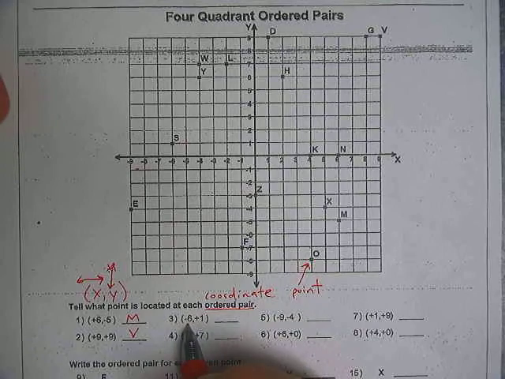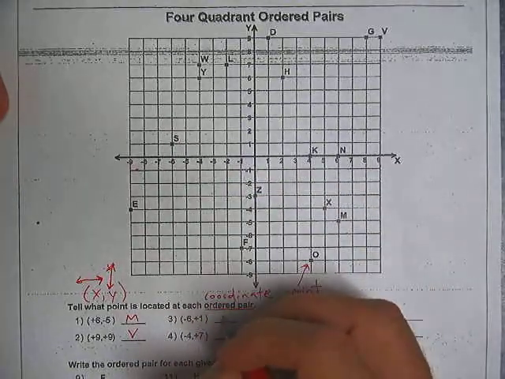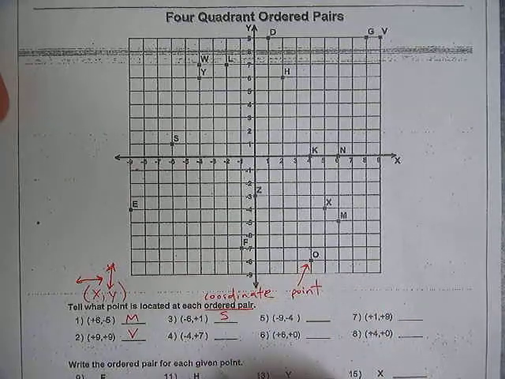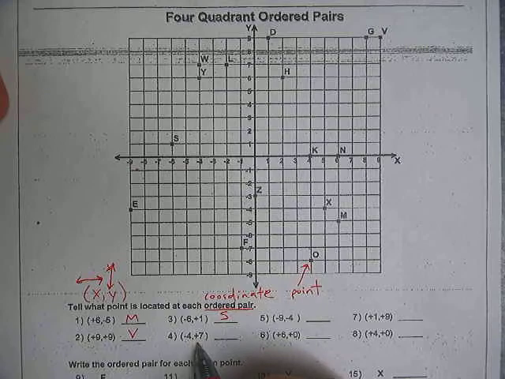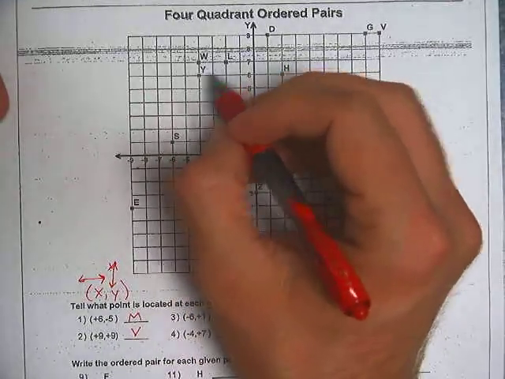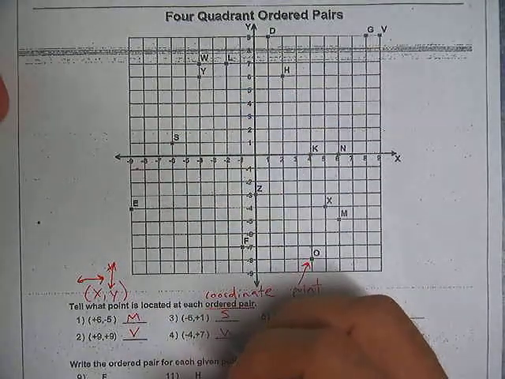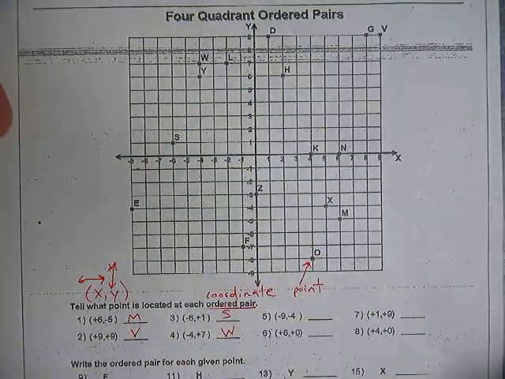Number 3, negative 6, positive 1. Negative 6 is my x, so since it's negative, I'm going left up to S because it's up 1. Negative 4, 7 is left 4, up 7. So left 4, up 7. There's a bunch up here, so be careful. It's W.